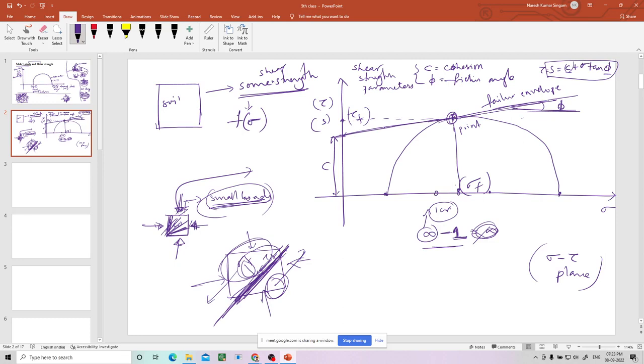Now you understood. Now let us enter into some formulations. We will derive some formulas.